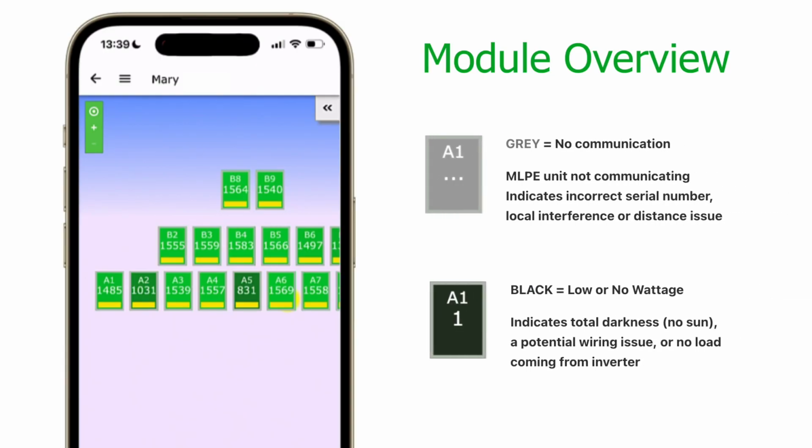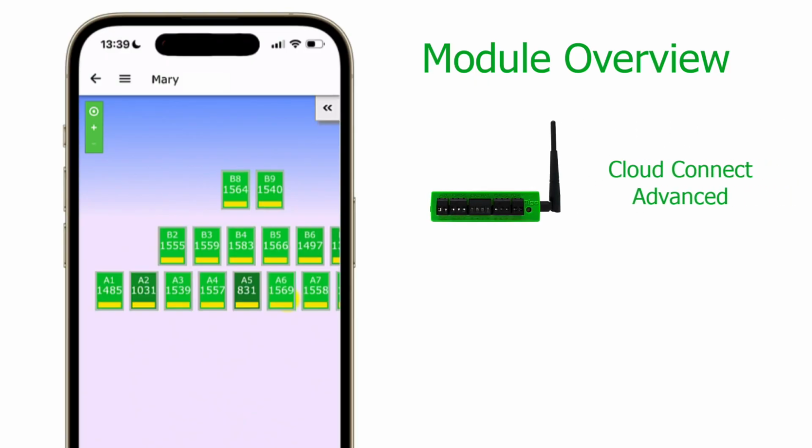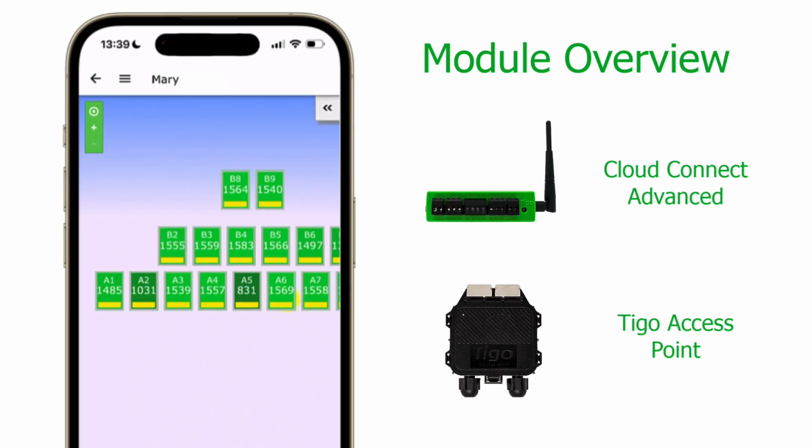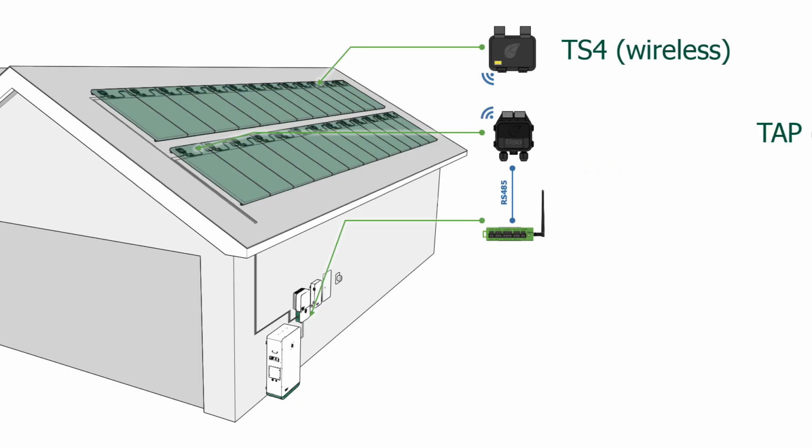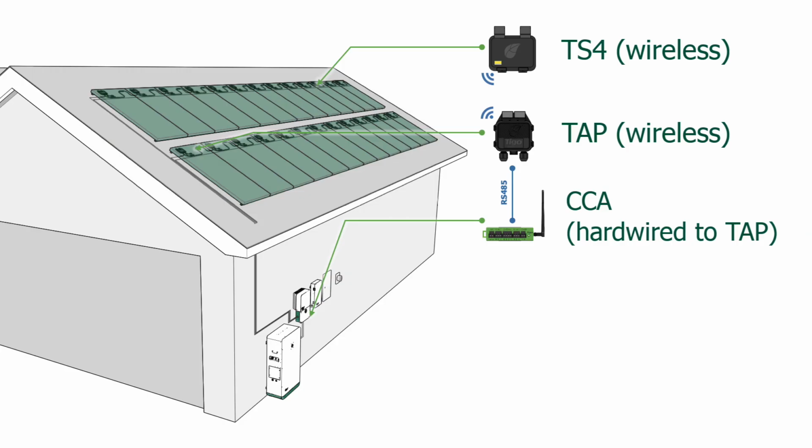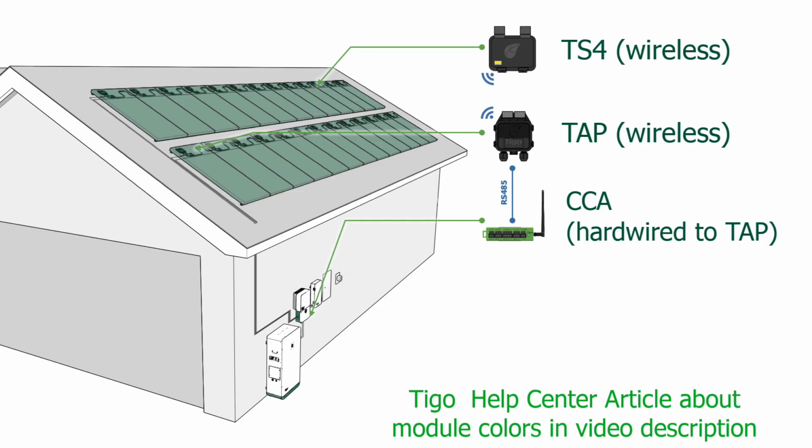Sometimes you may see a gray or black module. Gray indicates a communication issue between that module and the communication equipment. This equipment typically includes the Tigo Access Point, or TAP, and the Cloud Connect Advanced, or CCA. This error is typically associated with loose wiring, bad wireless communication between the TS4s and the TAP, or a few other things discussed in this Help Center article also found in the comments section of this video.